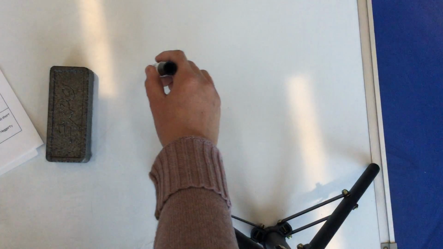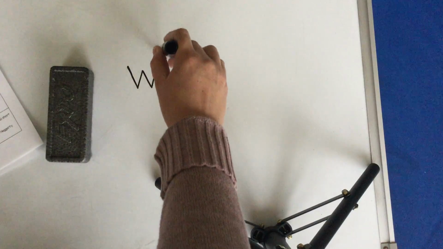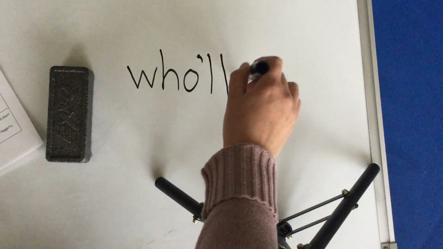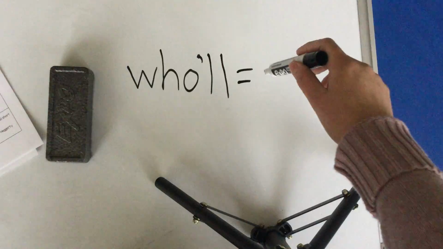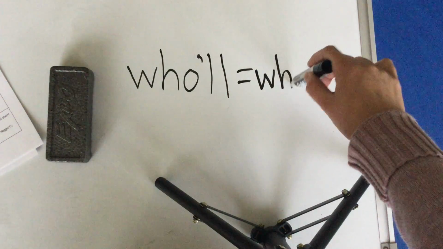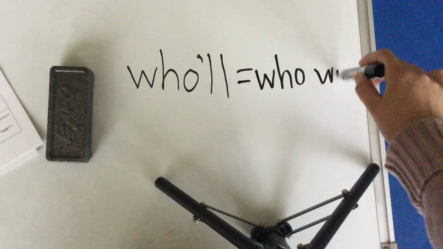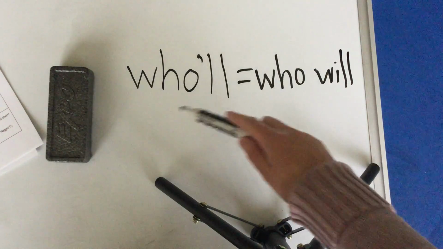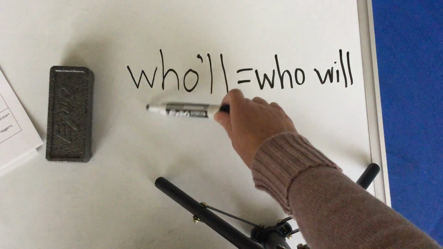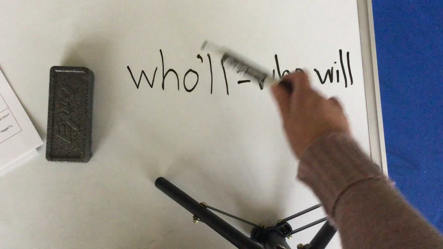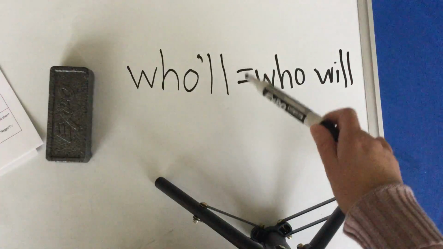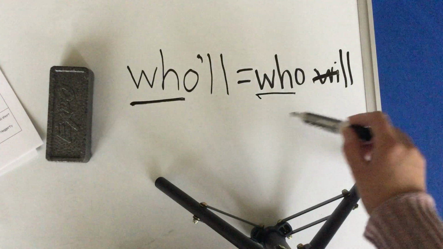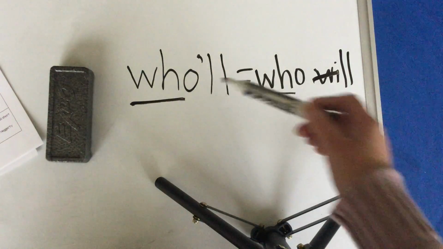I'm going to run out of room. So who'll, what two words are going to be who'll? It's going to be who, and it will be the word will. Who will is the long way of saying who'll. This is the contraction word for who will. Who'll. It's the same as who will. So we write out the first word, who. We take out the W and the I, and we replace it with the apostrophe, and we put LL, who'll.